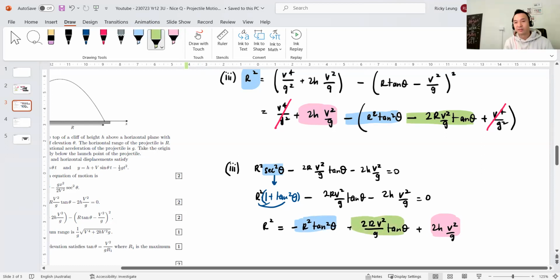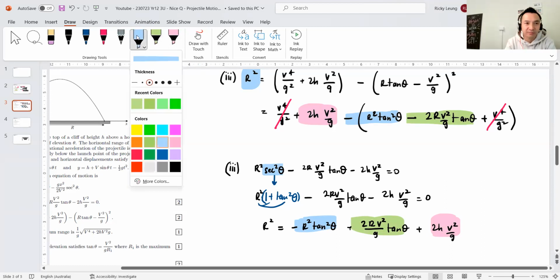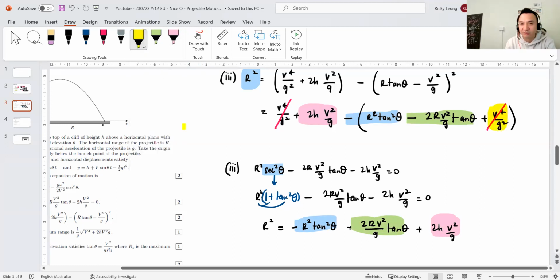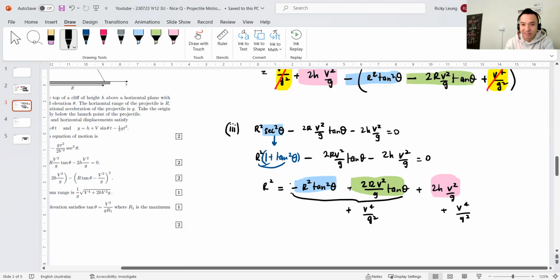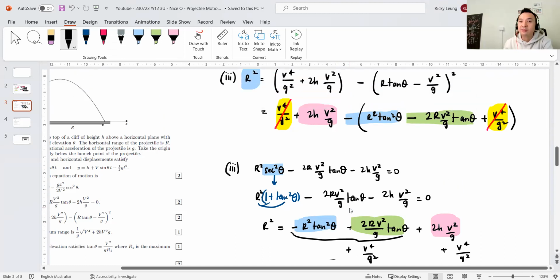Now, for the blue and the green, I'm going to highlight this, and add yellow to both sides to complete the square. So for these two, I'm going to add v4 on g squared. And for this guy, add v4 on g squared, right? Because I can see it upstairs. This guy here gives me a perfect square of, was it upstairs? R tan theta.